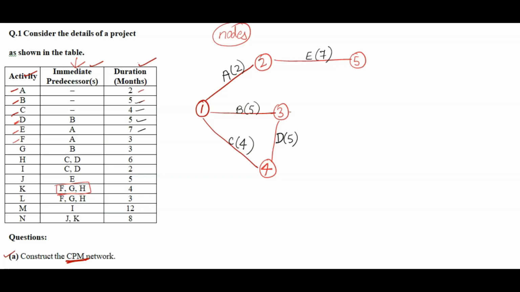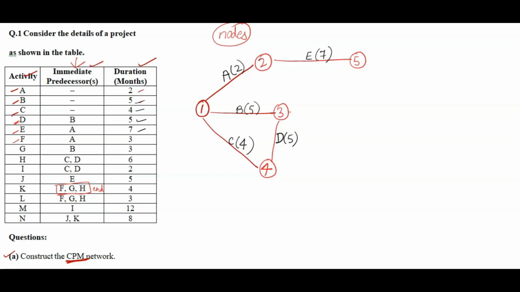F is coming with FGH, meaning G and H are coming along with it. That means for F, G and H the ending node will be the same. G and H we have not formed yet, so we'll form them later, but you have to keep in mind that FGH will end together.